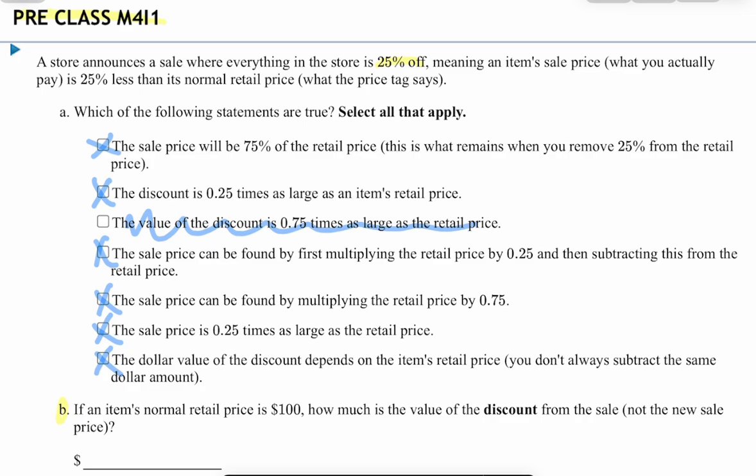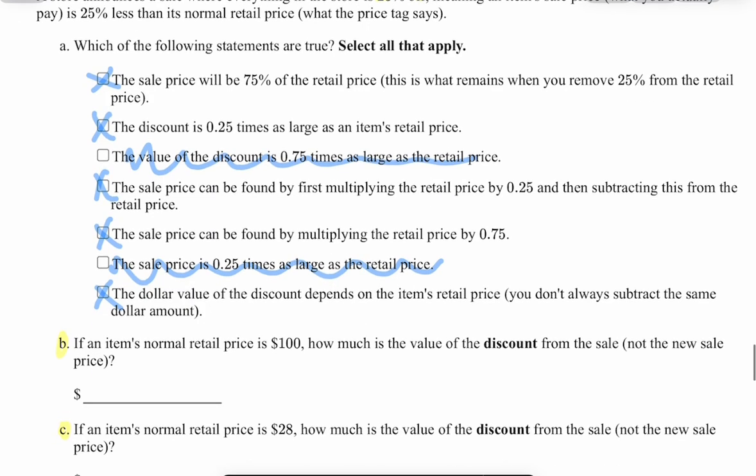The discount is 25 times this. Oh, okay. I'm sorry. The discount is 25 times as large as items reached. The sale price. Oh, this one's wrong. I'm sorry. This one's wrong. That should fix it. I'm sorry about that. Even when I read that one, I was like, ah. Now is it okay? Okay, thank you. Sometimes I read too fast.